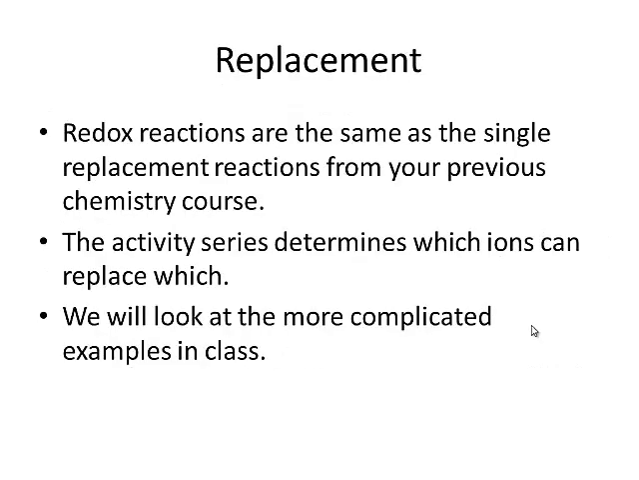Simple redox reactions are the same as the single replacement reactions that we talked about in your previous chemistry course. The activity series determines which ions can replace which. So you're going to need to become familiar with the activity series, although you'll be given a table for the AP test, which will basically be the activity series with other information on it. So you won't have to necessarily memorize the whole thing. Although in some cases, for quick answers, it's good to have some idea of what it is. And as I said several times, we will look at the more complicated redox examples in class.